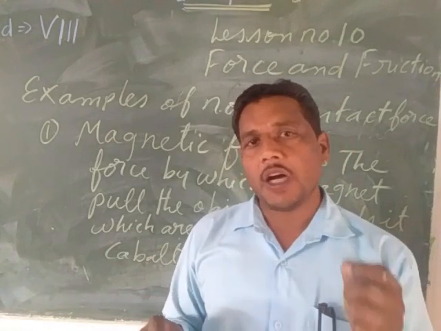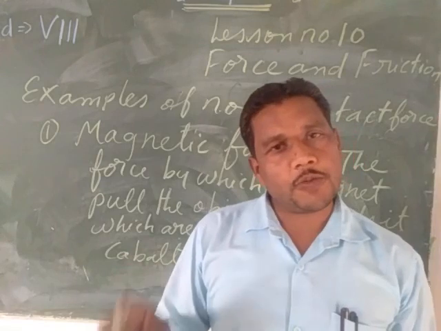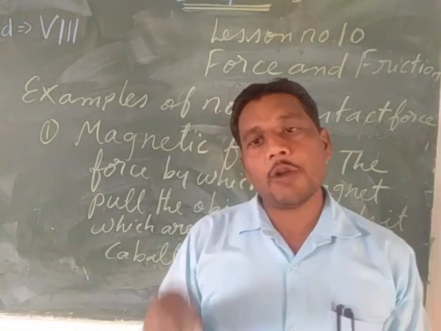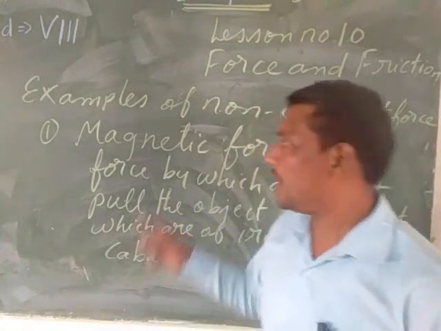Even though the things made up of iron, nickel and cobalt are not in touch with the magnet, still if you bring the magnet near them, the magnet will go and stick to them, or that object will come and stick to the magnet, because of the magnetic force.